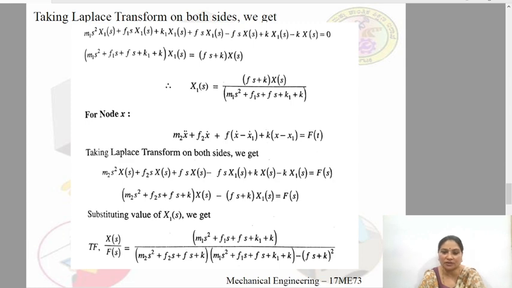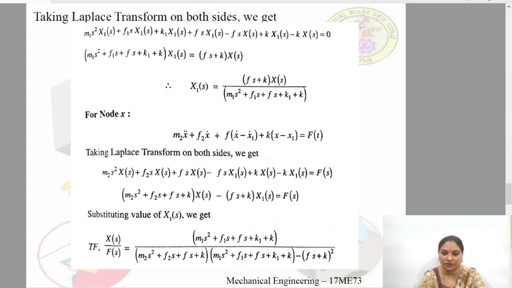So for all the terms we have applied the Laplace transform. Now we can carefully observe that on the left hand side we have X of s as common, and in the second term we have X1 of s as common. So in both the terms we take the common term outside and we get the equation as m2 s square plus f2 s plus f s plus k into X of s minus (f s plus k), in which we have X1 of s as common, equals F of s.